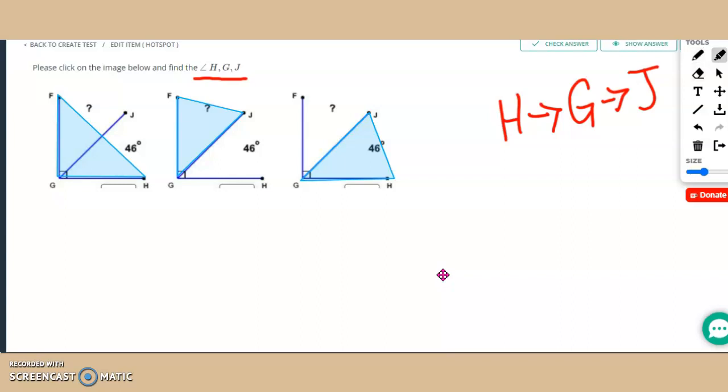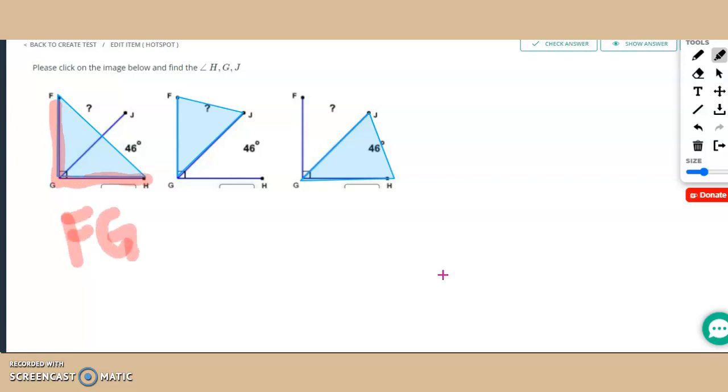So if I look at this one, it could start at F to G to H, and then everything in between. That's the whole thing. Well, that's not what we're looking for. This one could be F, G, H, or it could be H, G, F. It doesn't matter. They're the same angle because it's covering everything in here.